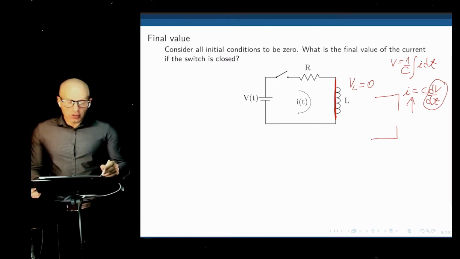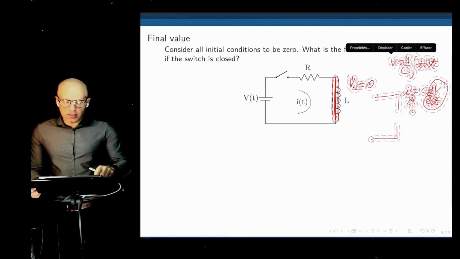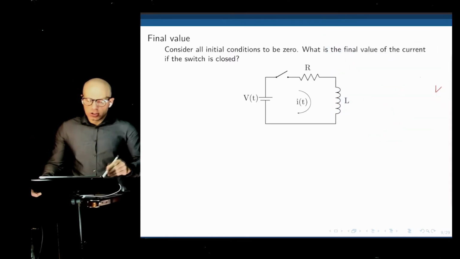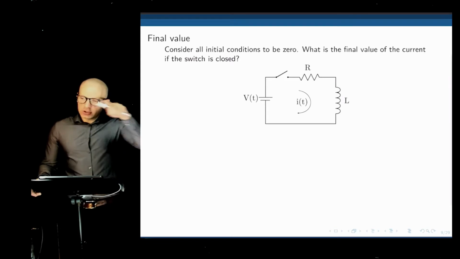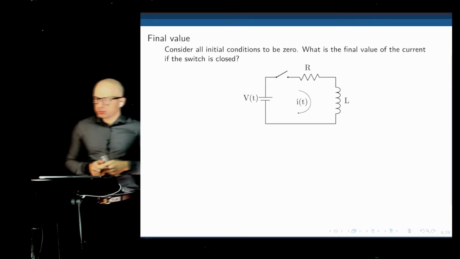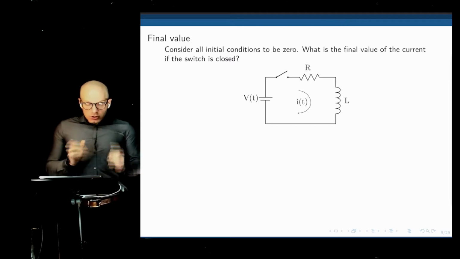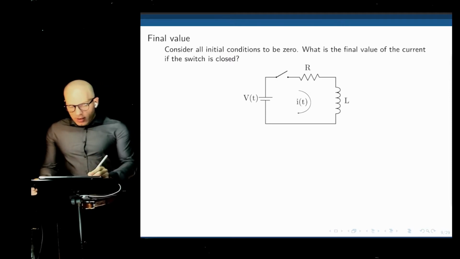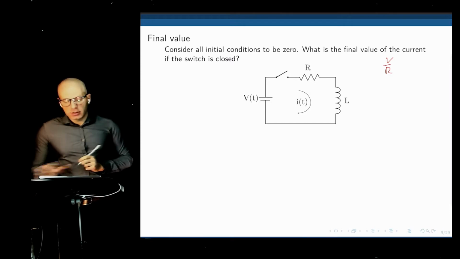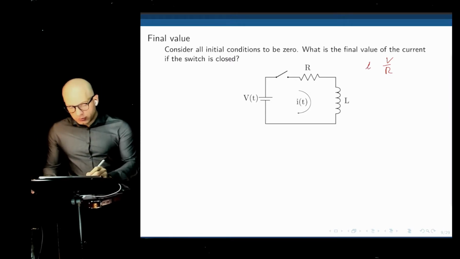Right? But this only occurs in steady state. Of course, once you close the switch, the current will fluctuate a bit before it settles because of the transient part they're going to see later. So if we did this analysis correctly, the final current should be V over R.